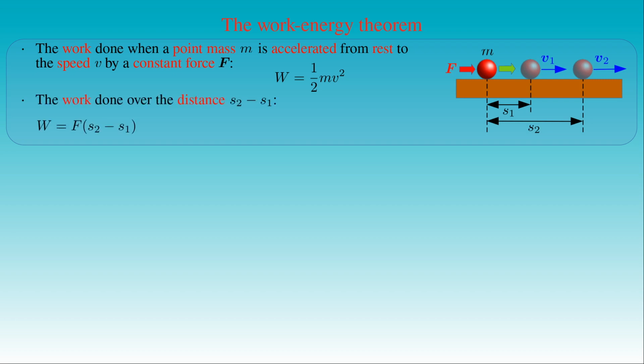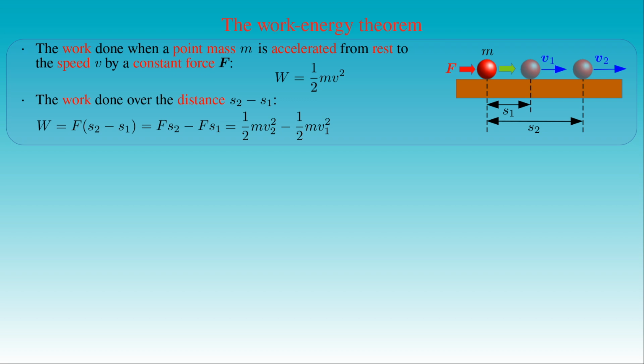The work W done on the point mass by the force F when it moves through the distance s1 minus s2 is equal to the magnitude of the force F times the distance s1 minus s2, or F times s2 minus F times s1, which is the difference between the works done on the point mass covering the distances s2 and s1 respectively. If we substitute the formula derived for the work into the two terms, we obtain 1 over 2 times the mass m times the square of the velocity v2, minus 1 over 2 times the mass m times the square of the velocity v1. In the result we can identify the quantities measuring the kinetic energy of the point mass when it is accelerated from rest to the speeds v2 and v1 respectively.